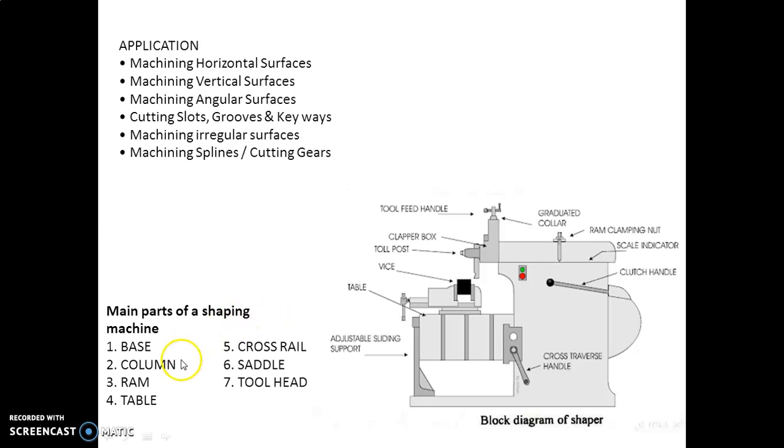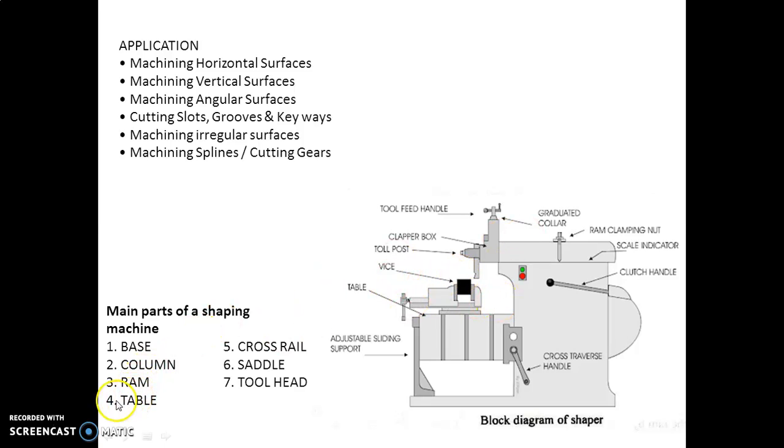Next we'll discuss the ram. This is the ram portion, in which the ram carries the tool head at its front end and travels in guideways to give straight line reciprocating motion to the tool. Here the tool is connected. The ram is either mechanically driven or hydraulically operated. A single point cutting tool is fastened in the tool post. As the ram moves forward, it completes the cutting stroke.